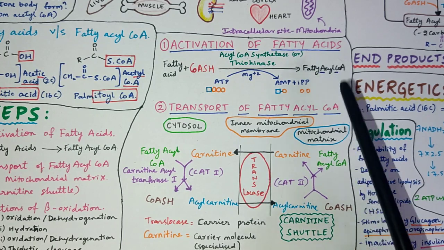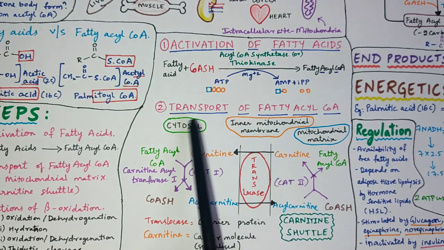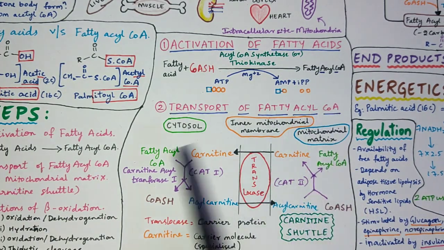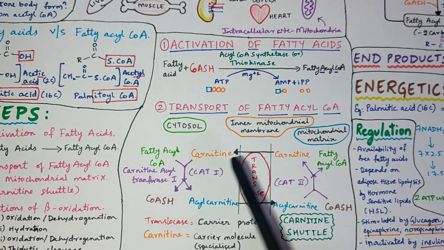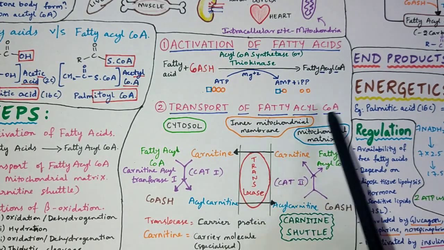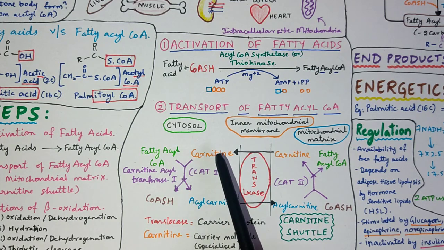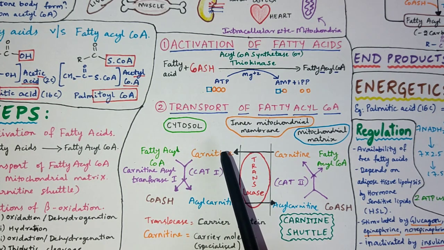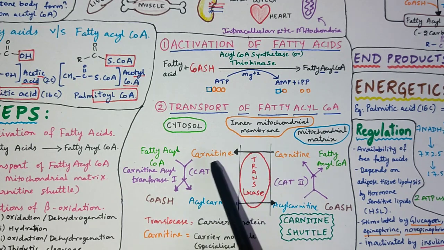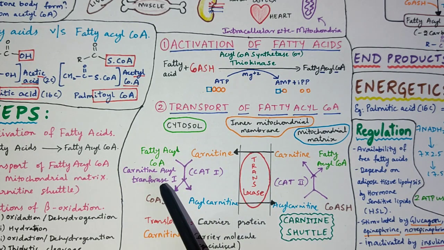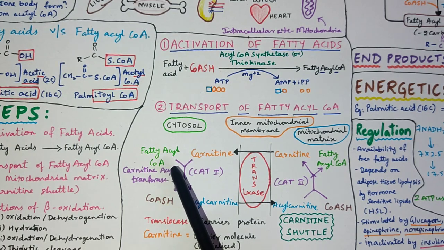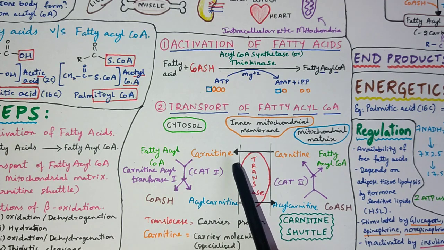Now what happens in the second step? Let's see. Transport of fatty acyl CoA into the mitochondrial matrix through the carnitine shuttle. So what happens is, fatty acyl CoA comes near the mitochondrial membrane, and it tries to enter inside the membrane, but it can't enter. And now it is really sad and tells, Papa, where are you? Please come. This mitochondria is not letting me in. Please make me reach inside so that I can go for oxidation.